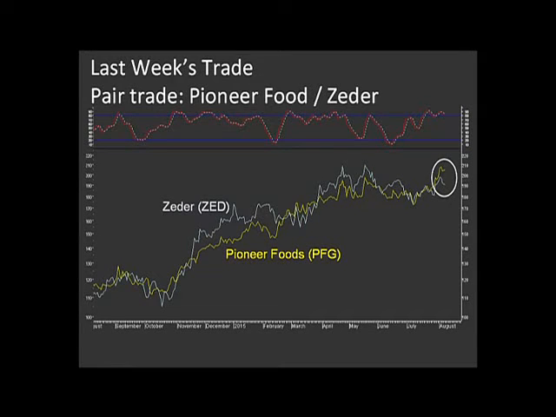Well, it's a trade where you go simultaneously long and short two separate shares. They usually should be related. So things like Pioneer Foods and ZED is a good example, or Rand Merchant Bank and First Rand would be another good example. Shares that are very closely correlated and generally track each other quite closely, and for good reason.